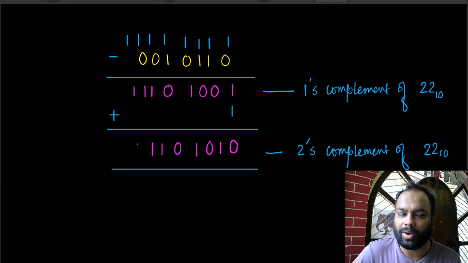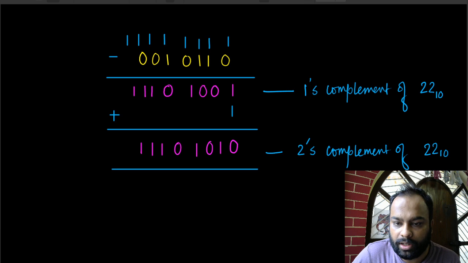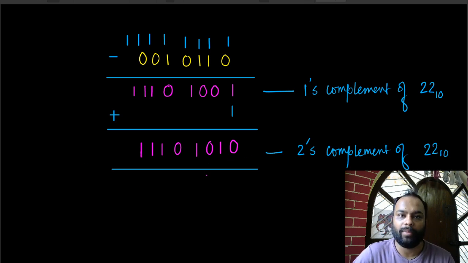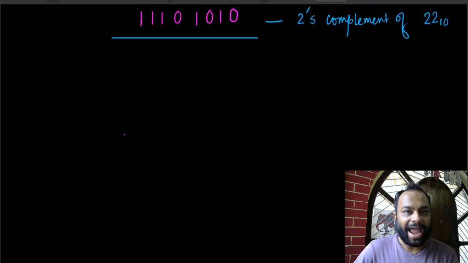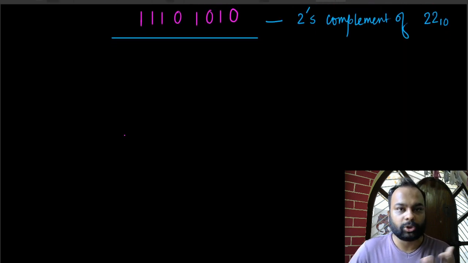I actually really wanted to do this in another step, but let's do this right now. So that is what the 2's complement of 22 is. Is there any problem with this? No, right? There is no problem. That's the 2's complement of 22, right? So now let's add 22 with its 2's complement.